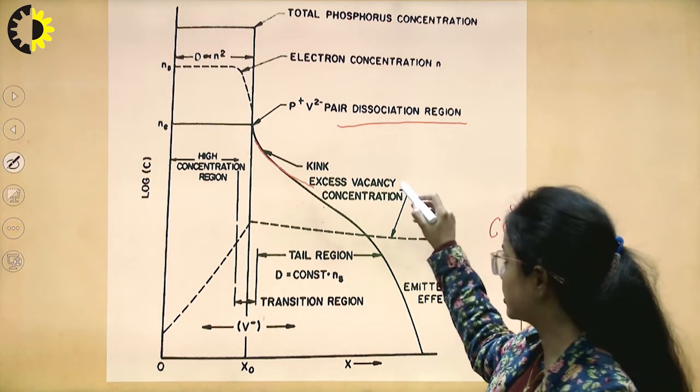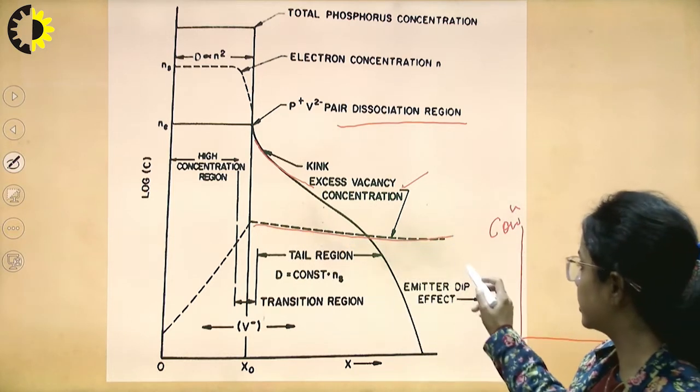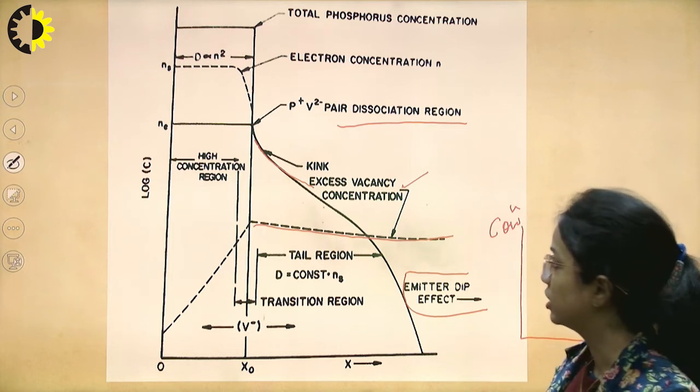So the excess vacancy concentration is defined by this curve, and for the emitter dip effect, we have to start from the very beginning.